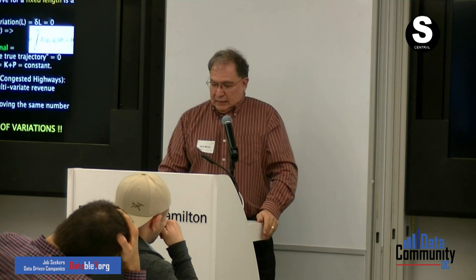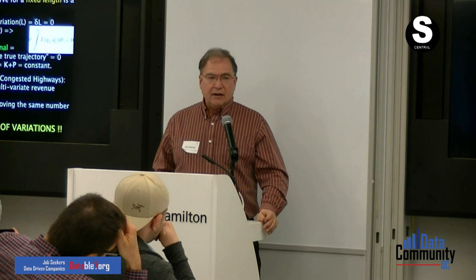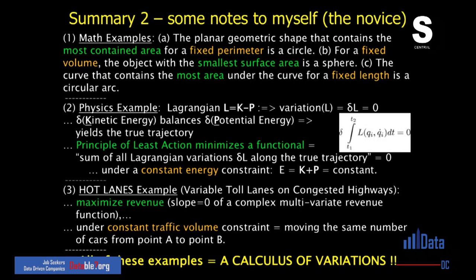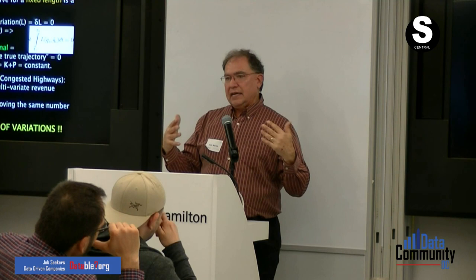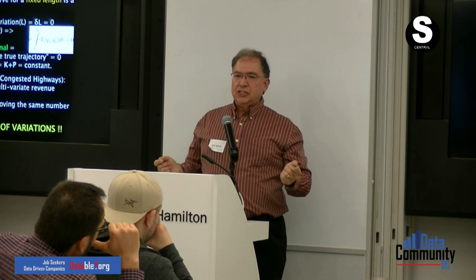All right, so what happens is we're following this principle of least action, this calculus of variations. This calculus of variations says you want to minimize some function under some constraint. Now we see this a lot in the real world. In mathematics, it's a very common thing. For example, you have three examples there. The geometric shape that contains the most area for a fixed perimeter is a circle. If you did a calculation and said, if I want to fix the perimeter, I have no liberty to change the perimeter of my shape, what is the shape that contains the most area for a fixed perimeter?